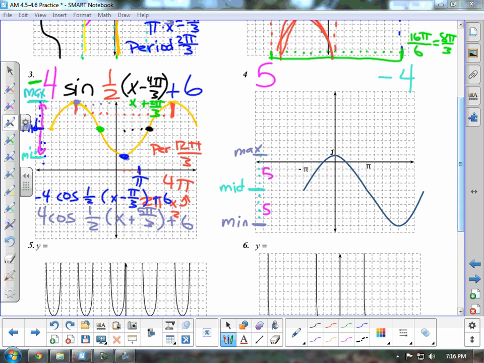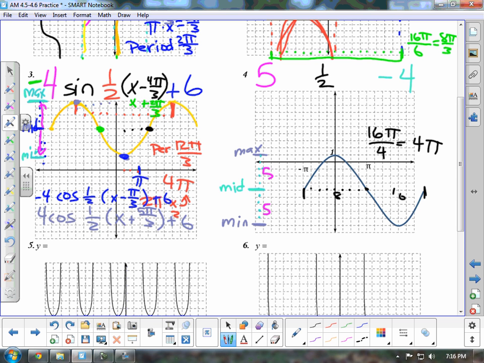Period would be counting from this point to that point, which is 1, 2, 3, 4, 5, 6, 7, 8. So if 8 is halfway, 16 has to be the full length, so it is going to be 16 pi over 4, which is 4 pi. So the same period as our previous problem, so then we're going to need to have a 1/2 in there.